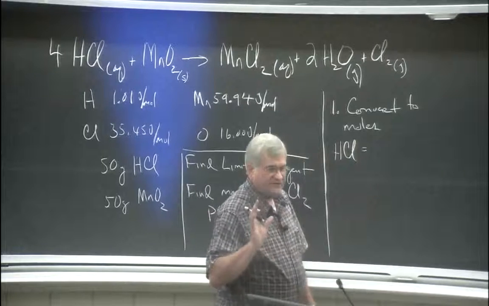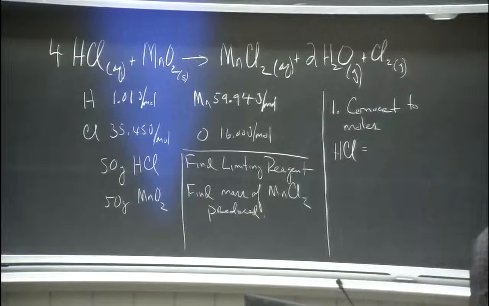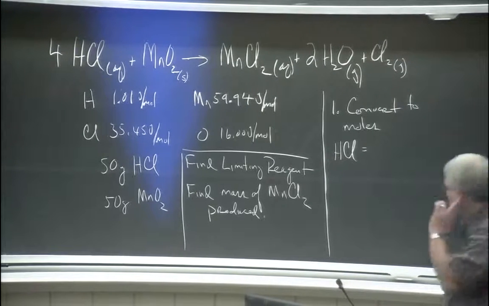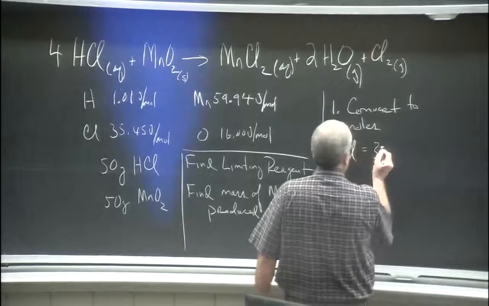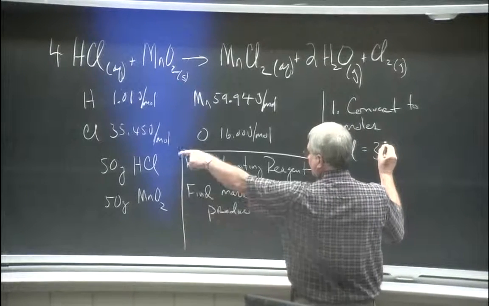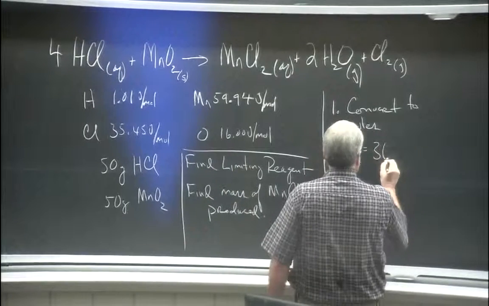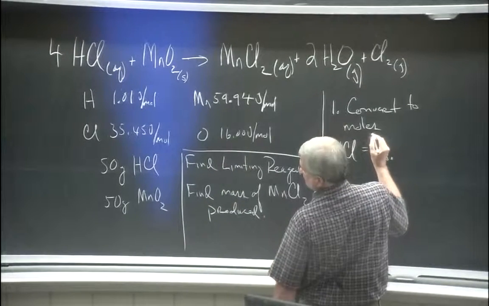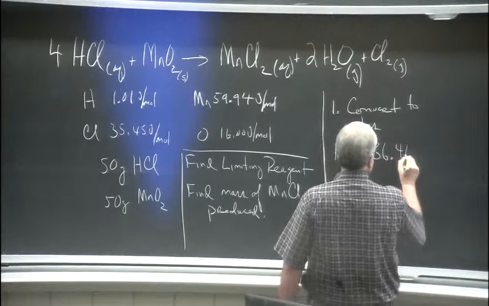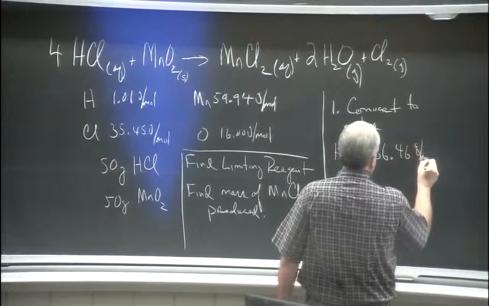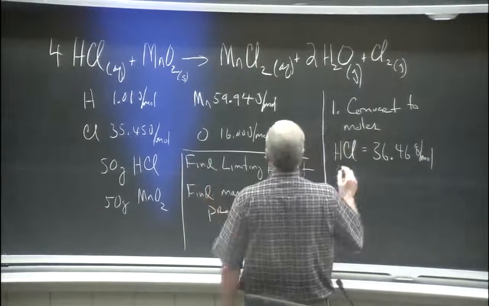Okay, what do we have for molar mass for hydrochloric acid? Yeah, 35.45 plus 1.01, 36.46 grams per mole.